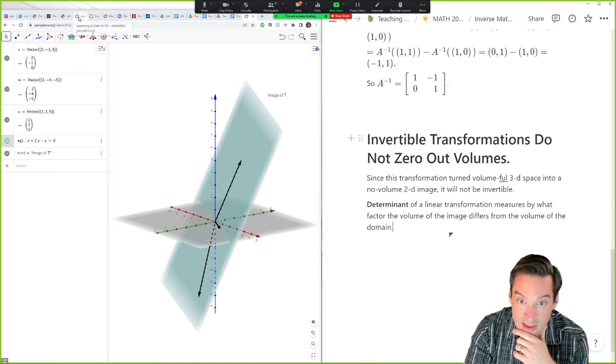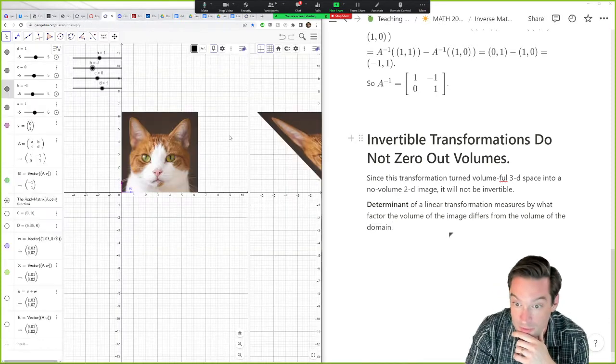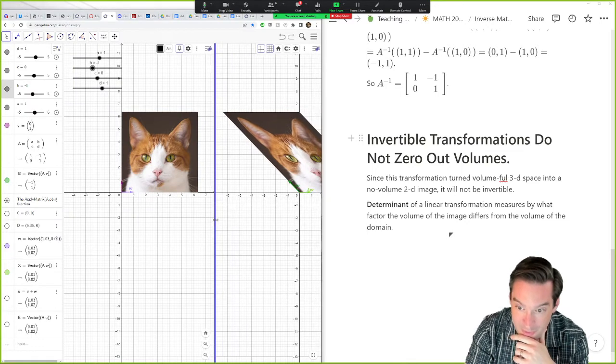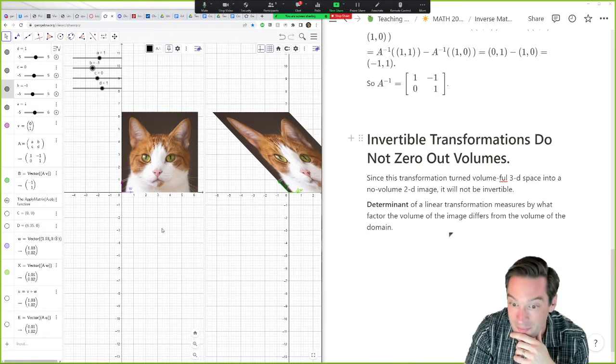So if we think about my cat example one last time for today, well, I'll probably come back to it more than once.